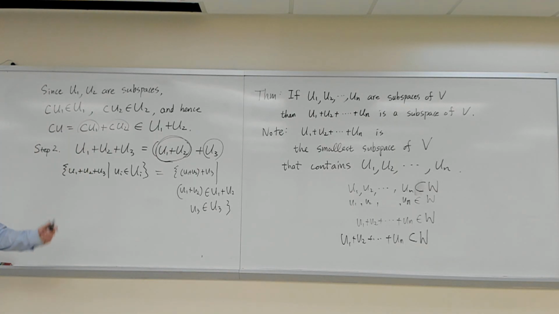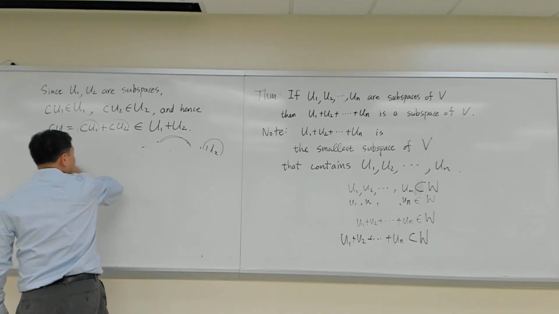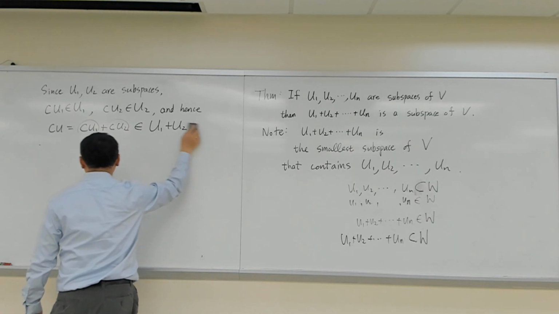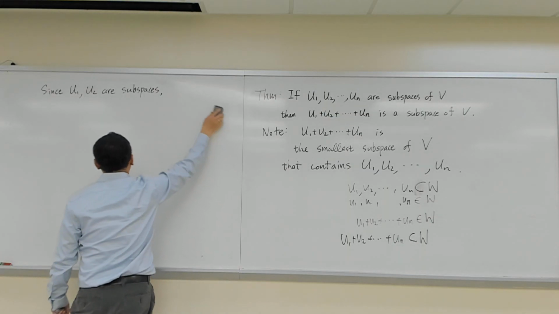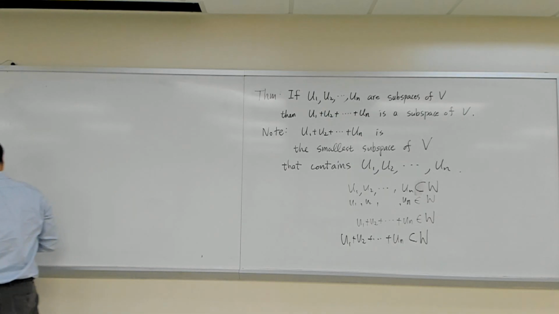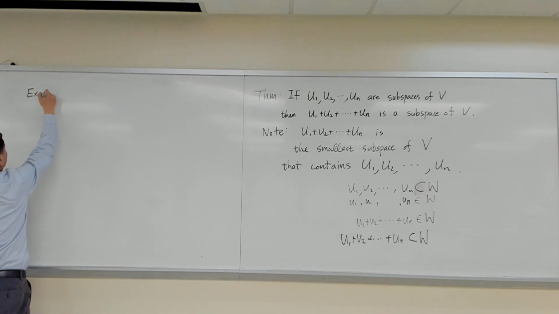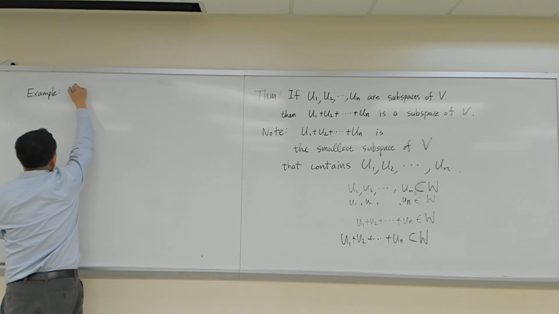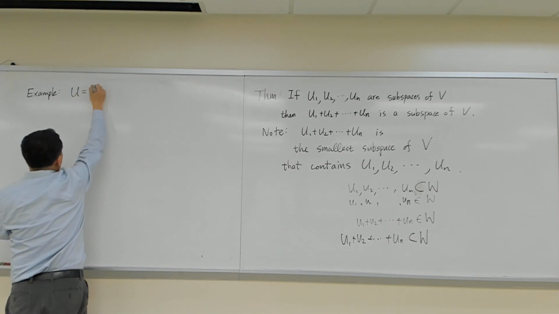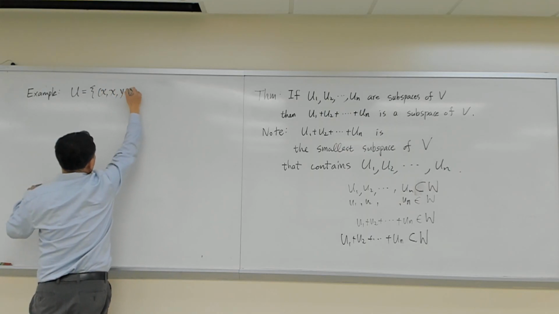I just didn't want to spend too much time on that. My more pressing need is for you guys to learn how to prove stuff. Okay, so here's an example. Let's say U is equal to (x, x, y, y).